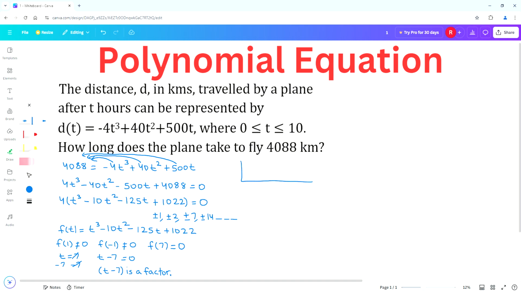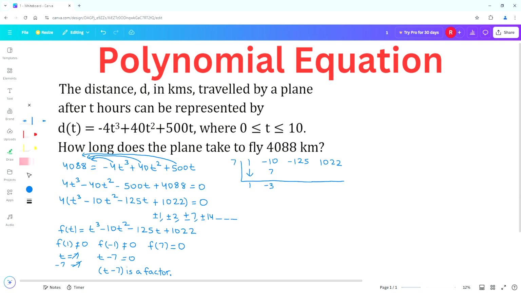We start by listing the coefficients of the t terms in the polynomial and the number term. Next, we should write 7, the t value from the factor, on the left side. Now we can start the synthetic division. The first step is to bring the 1 down. 7 times 1 is 7. Negative 10 plus 7 is negative 3.